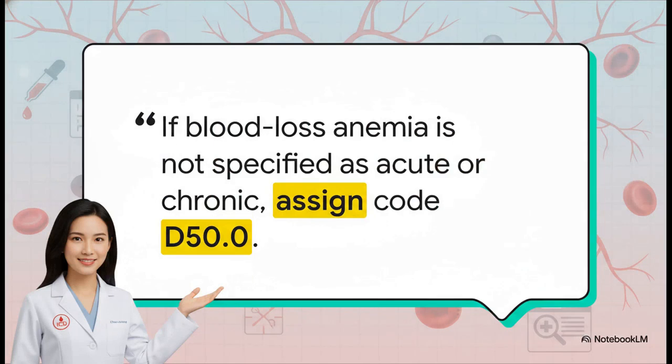So what do you do when the chart just says anemia from blood loss, but gives you no clue if it was acute or chronic? Well, thankfully, the official guidelines give us the tiebreaker rule. When it's totally silent, you default to D50.0. That's a huge rule to remember.